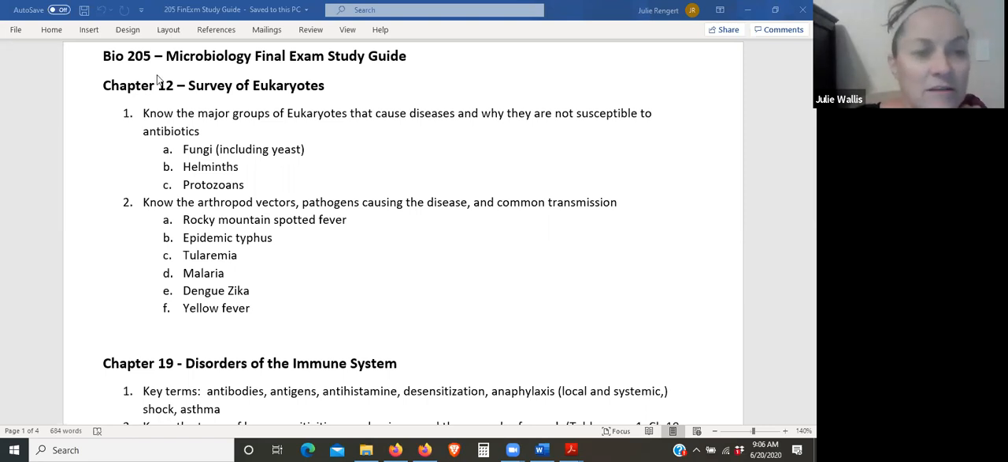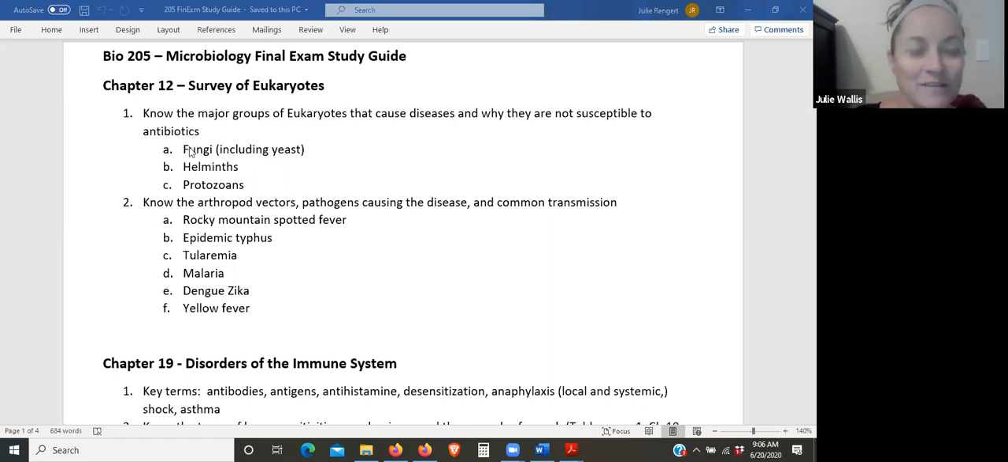So starting with chapter 12, most of the final exam is chapters 19 through 26. But there were some sections in chapter 12 and actually 11 too, where you still need to know the characteristics of the organisms that are going to be all of the pathogens for these different diseases that we're going to talk about. And I put 12 on here just because a lot of students seem to get these confused.